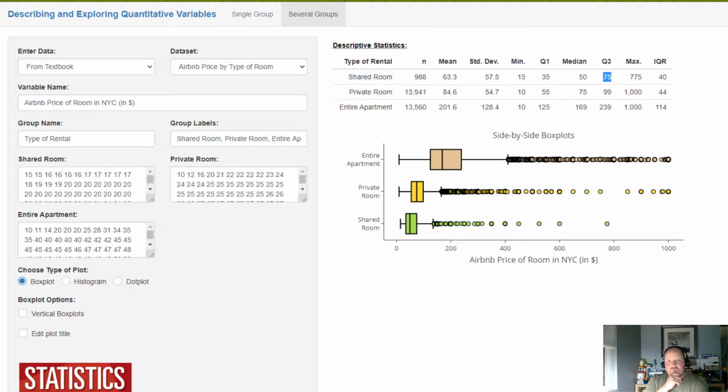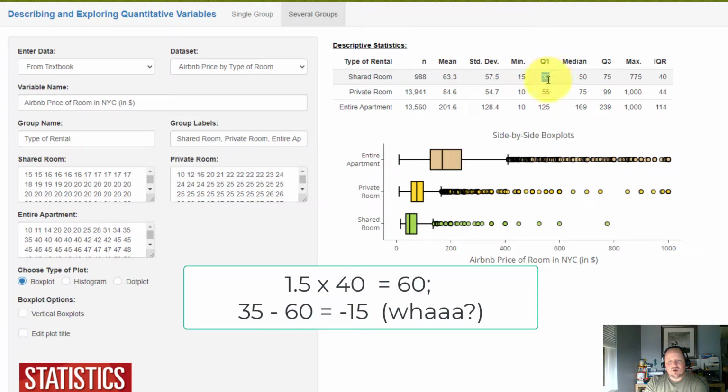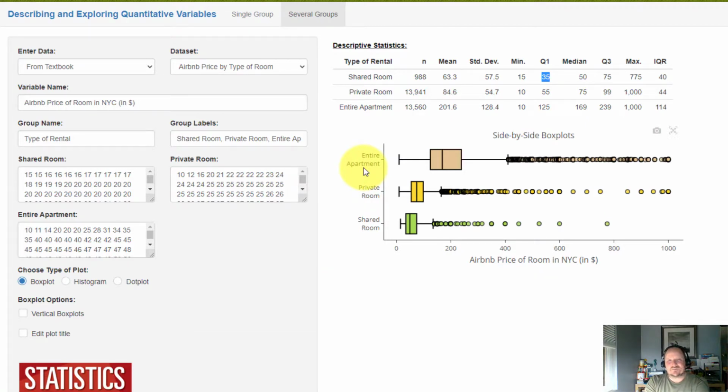Okay? In this case, the minimum value of 10 or 15, if you did the same thing with the quartiles down here, 50% more would give you the 60. When you subtract 60 from Q1, it puts you in the negative. And there's no way in New York City that someone's going to pay you to come rent out their room. So in this case, there would not be any really low outliers. And you can kind of see that from the plot.